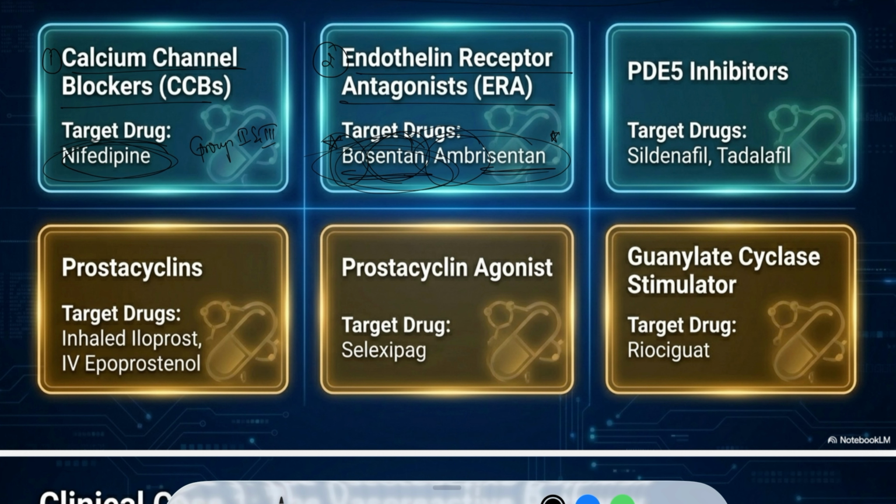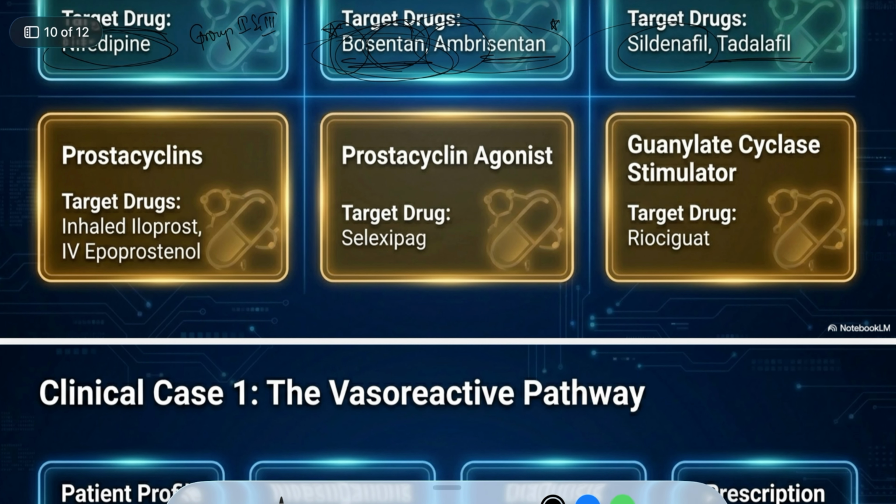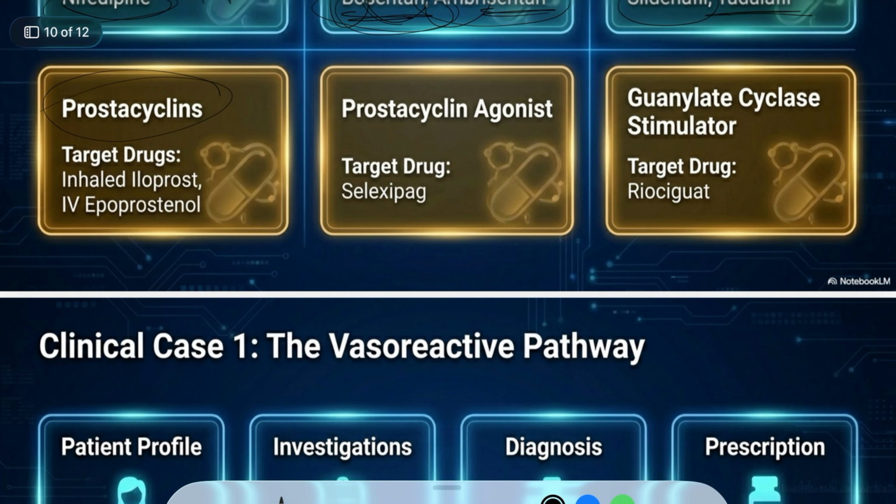Then coming to PDE5 inhibitors, I think you people are well versed with this: sildenafil and tadalafil. Then we have prostacyclins. So it will be inhaled iloprost. Then, as I said, I'll give IV epoprostenol in high risk patients. It's a prostenol. Among prostacyclins, we have the targeted therapy, selexipag.